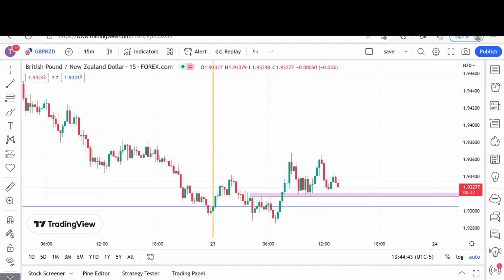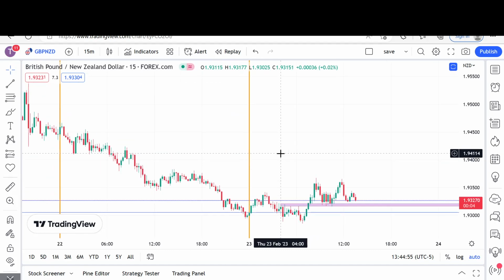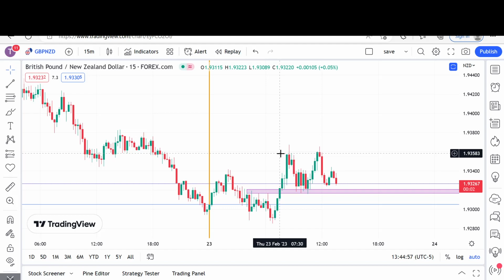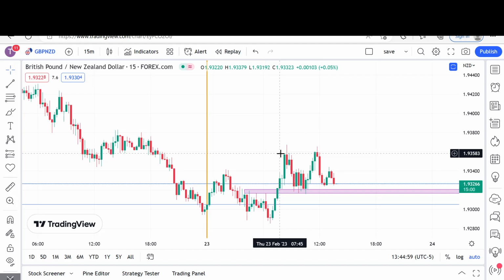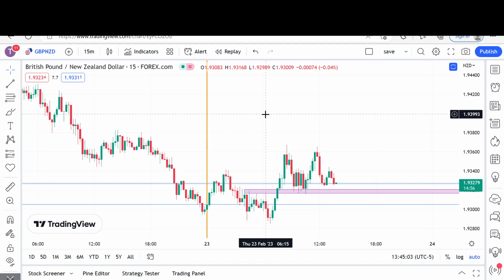My PT on this is high of day, so I want to see it sweep high of day. We got pretty close right here, as you can see, but it just barely missed it. We pulled back, and now we're just chopping around on this thing at the moment. But let's break down this play and get into what triggered me to buy this.